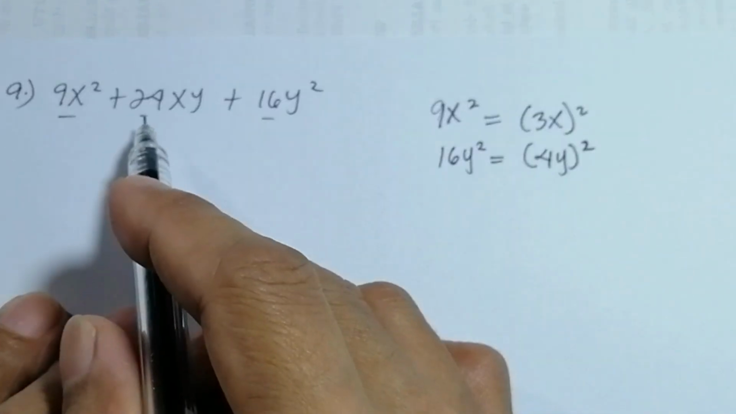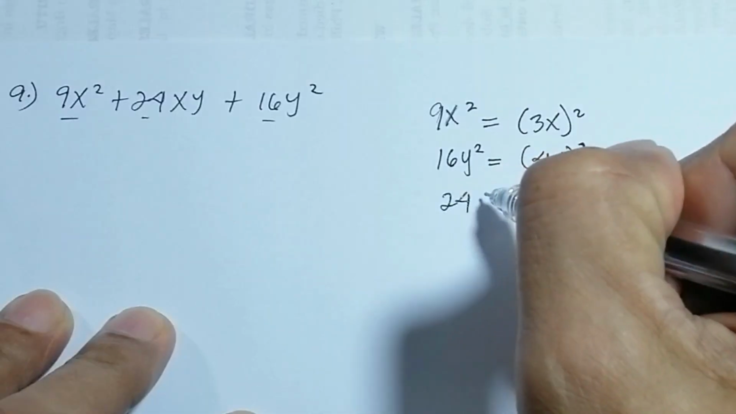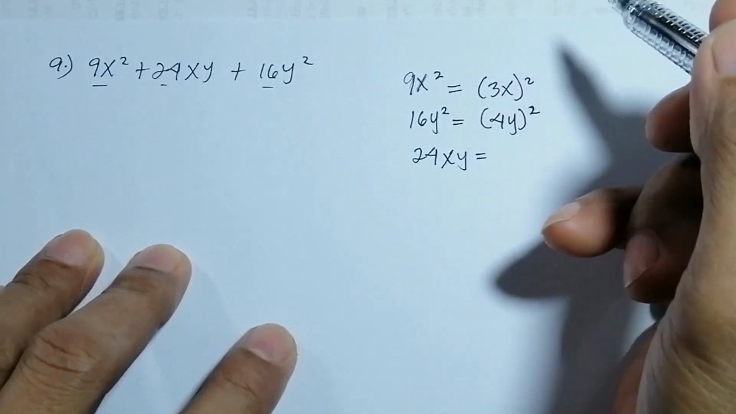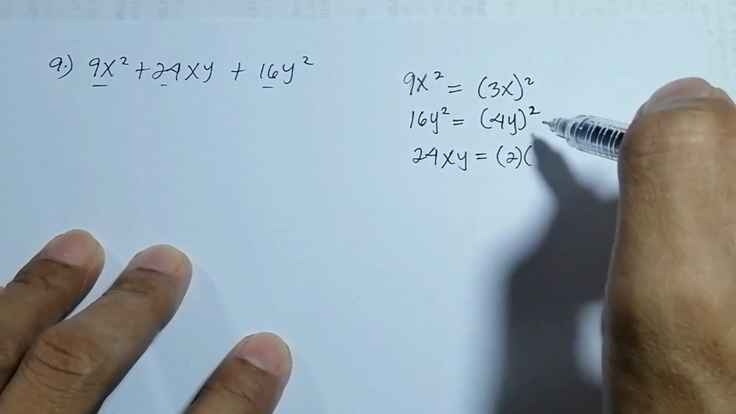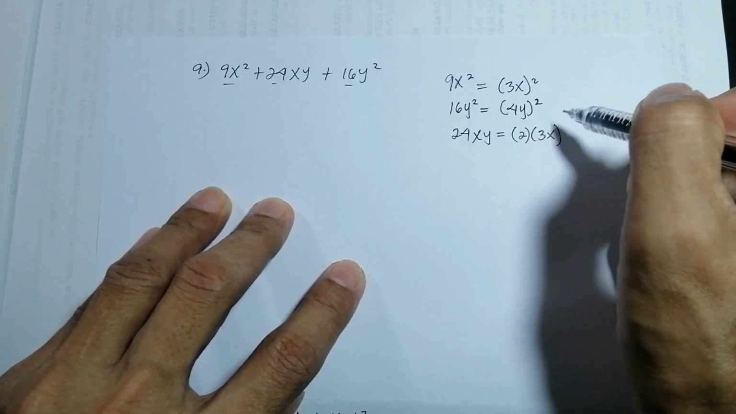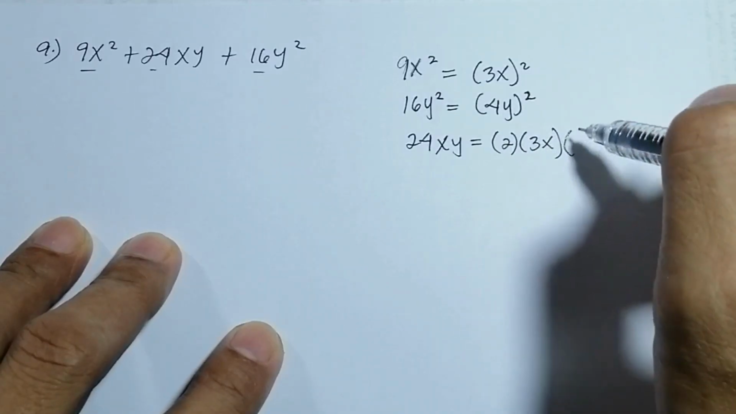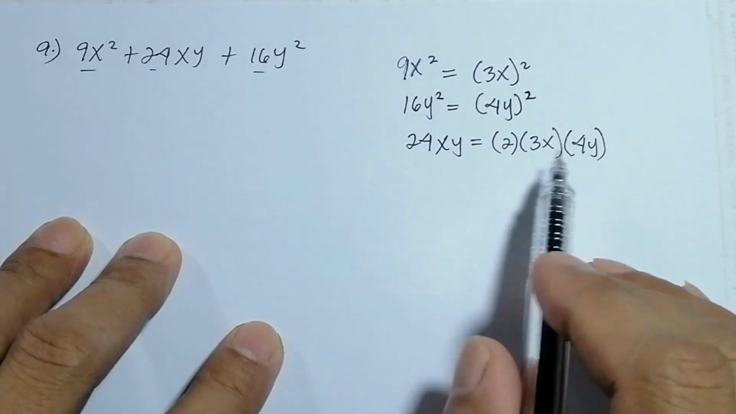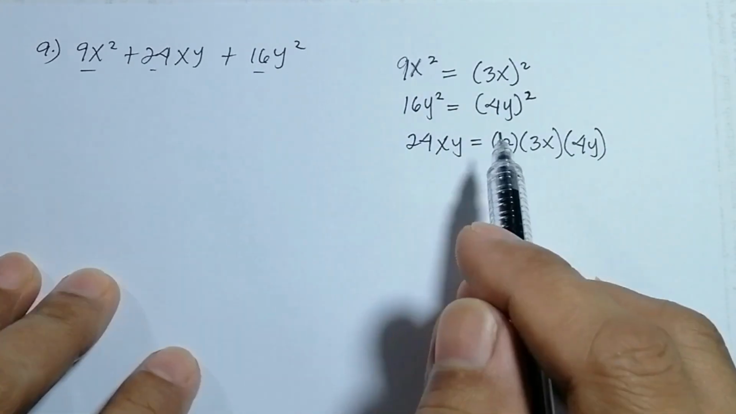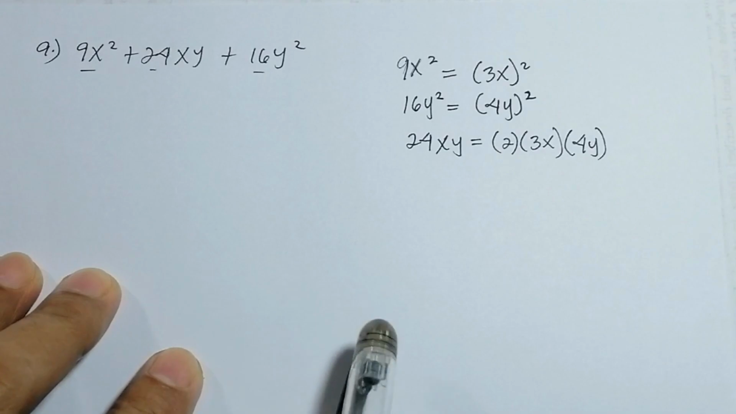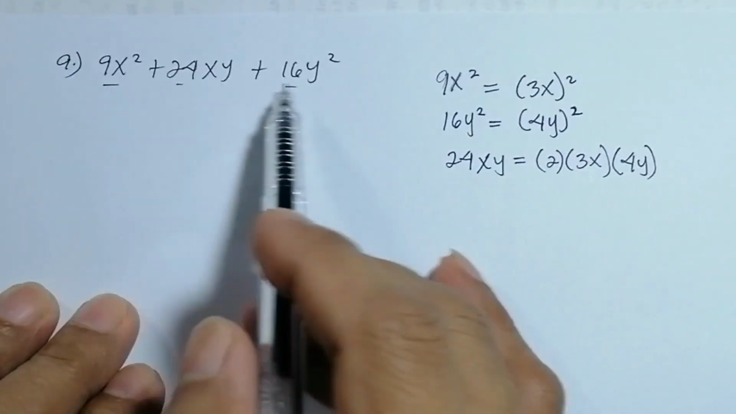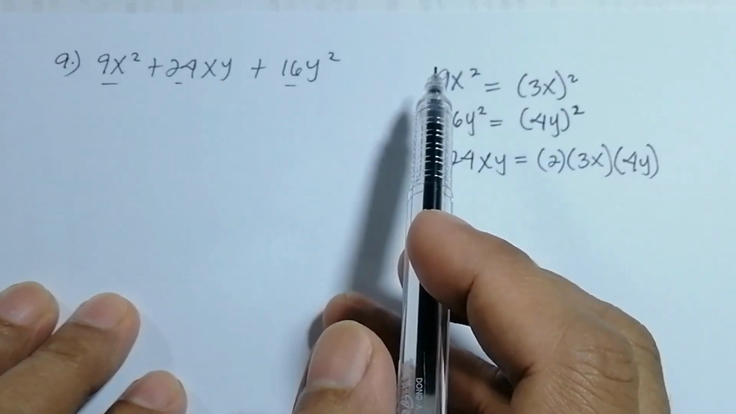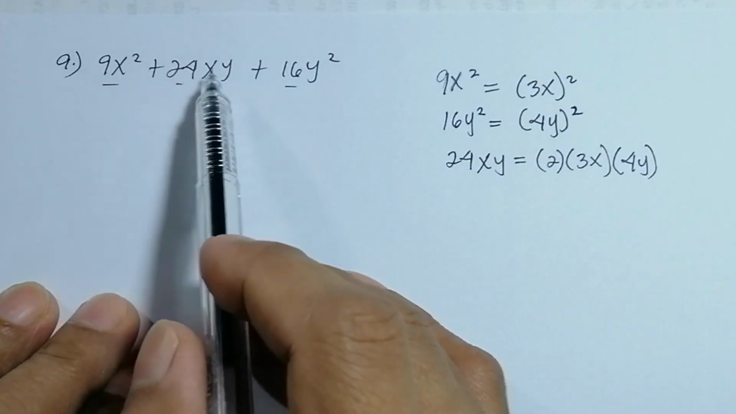We also factor the 24xy. 24xy is equal to 2 times 3x times 4y, and 2 times 3 is 6 times 4y. So this is a factor of 24xy. Therefore, we have a perfect square trinomial. Why do we call it a trinomial? Because we have 3 terms: 1, 2, and 3.